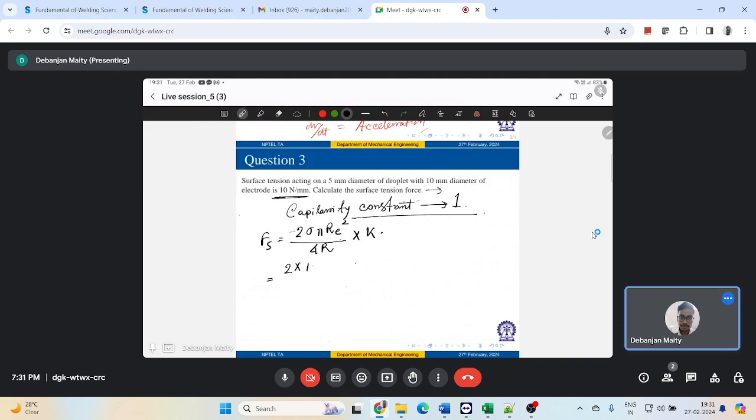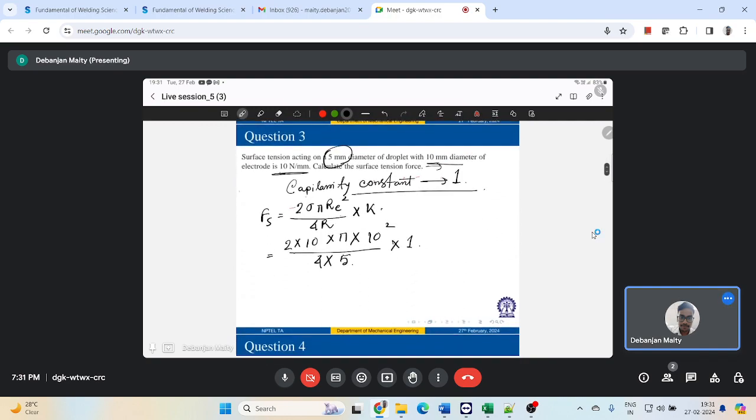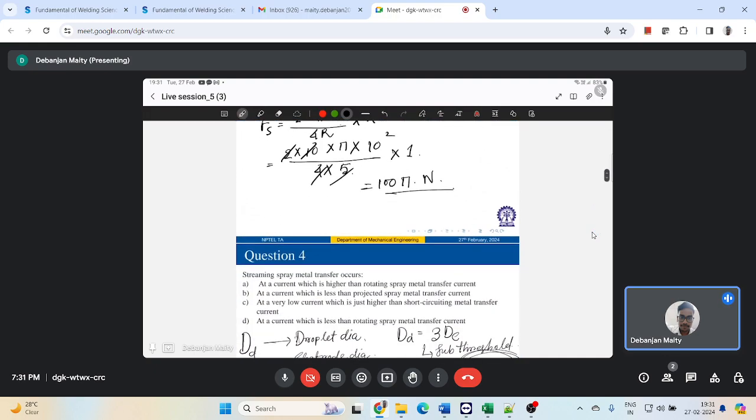So I will take 2 into 10 into pi into what is electrode dia? Electrode dia is 10 mm. So 10 square by 4 into R. What is droplet dia? Droplet dia is 5 mm. So 4 into 5, that into 1. Right? So 4, 5 to 10. So I will end up with something around 100 pi Newton. So my surface tension force will come as 100 into pi Newton, right?